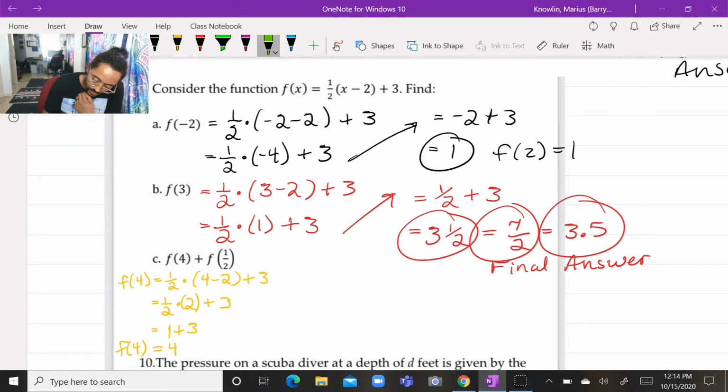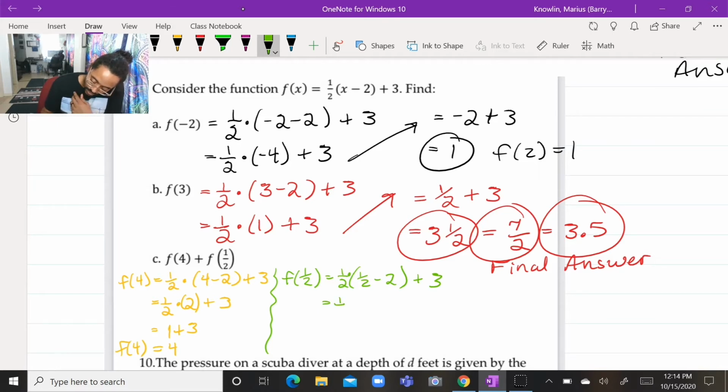Now we have to do f of 1/2. So f of 1/2 is equal to 1/2 times the group of 1/2 minus 2 plus 3.